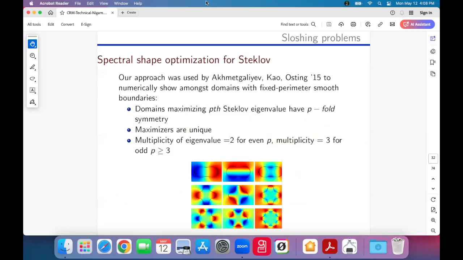So our approach was used to answer a question in spectral geometry, which was, what are the domains that maximize the pth Steklov eigenvalue? So you just run our code and then do your optimization thing. Turns out they have p-fold symmetry. Turns out also that the maximizers are unique. And these eigenvalues have multiplicity. They have different multiplicity if p is even or odd.